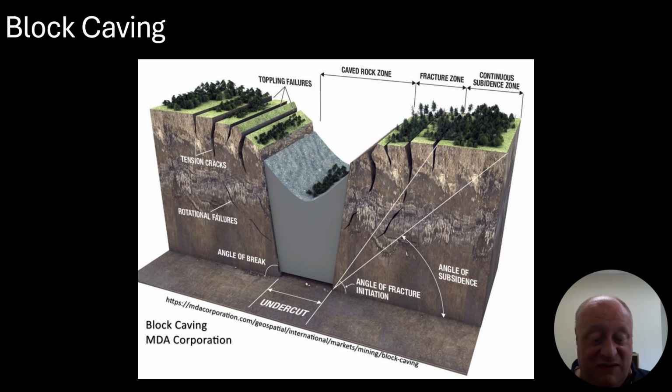So, block caving. Here is an excellent diagram that I found on block caving. And basically, what you're doing is you mine underneath the ore body, and then you allow the entire ore body to cave down to the draw points. Okay, so you're caving the entire ore body, right? So you get massive amounts of subsidence. And this can show kind of what that looks like, right?